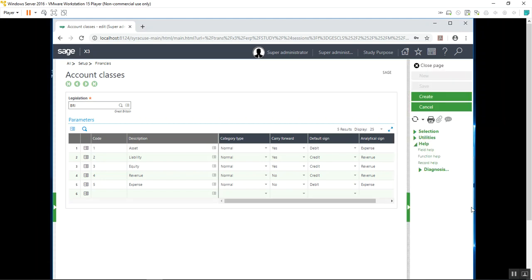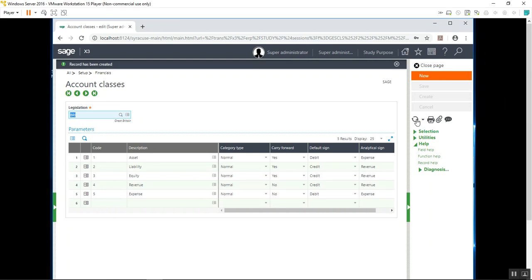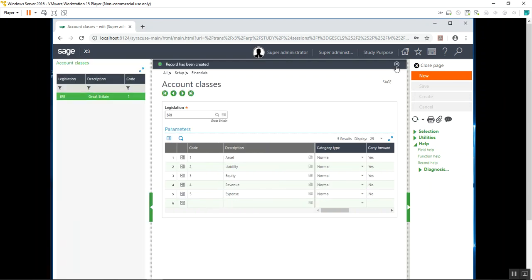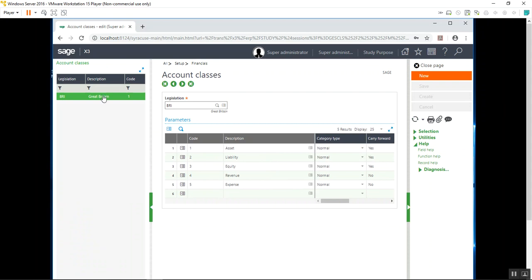So I just created them, I have just ended my recorded values, and I am going to save it. Now those values are ready within Sage X3 to go ahead and start the next configuration, that is BRI. So account classes are legislation specific. My folder was created with the legislation BRI, that's why I selected the legislation BRI here.